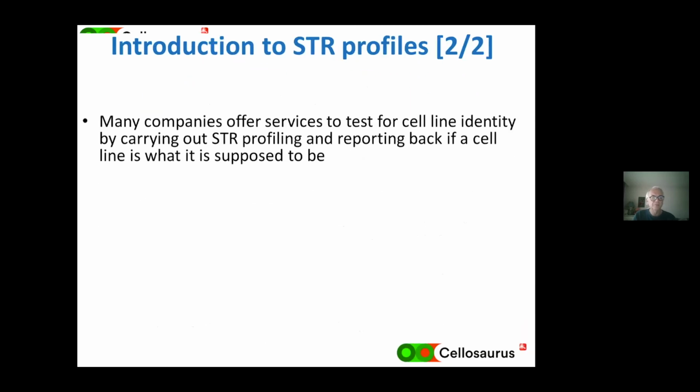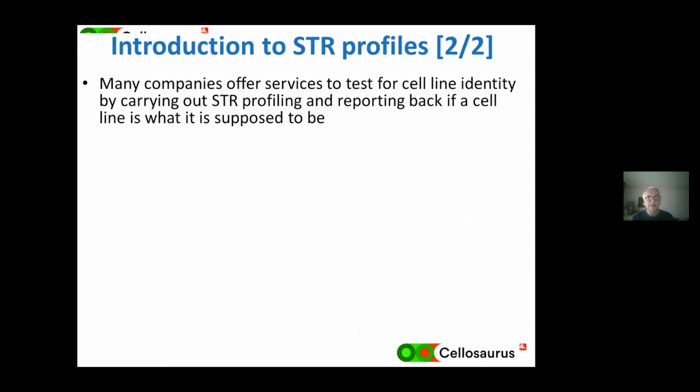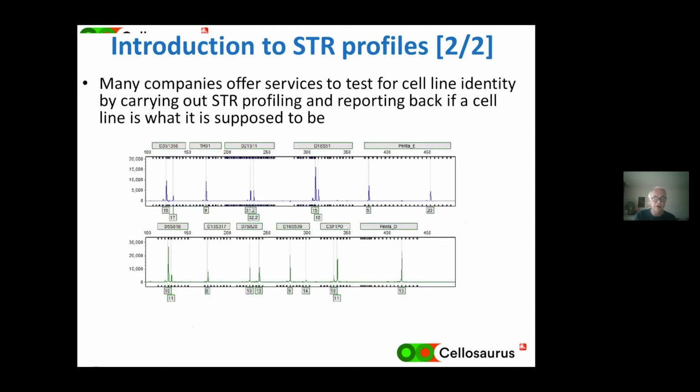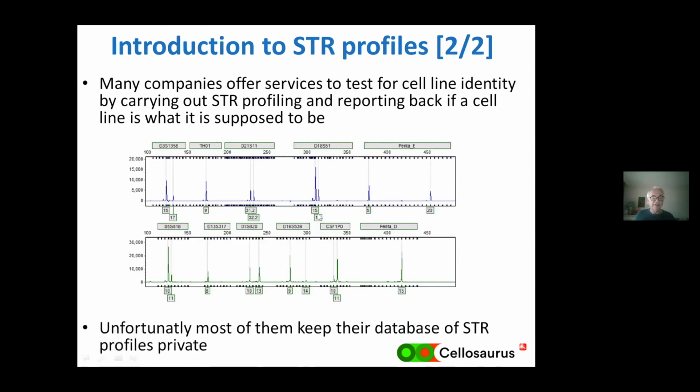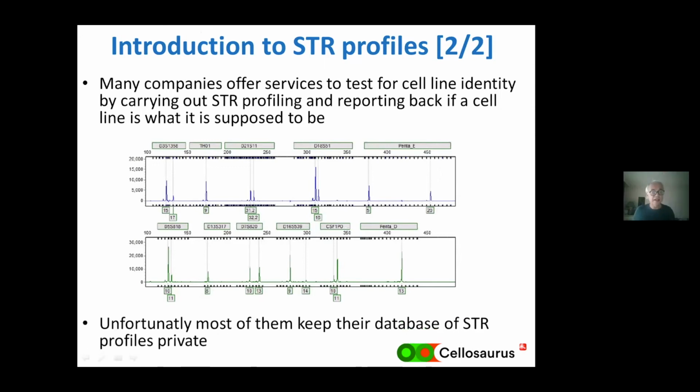So what do you do? Well, you take your cell line and you send it to either your biomedical research facility or to a company, and they will run the STR profiling, looking at the different allele for the different loci, like here, D21S11 has a peak at 31.2, another peak at 32.2. For D18S51, you have a peak here at 15 and 16, and so on. And they will tell you if your cell line is what you think it is.